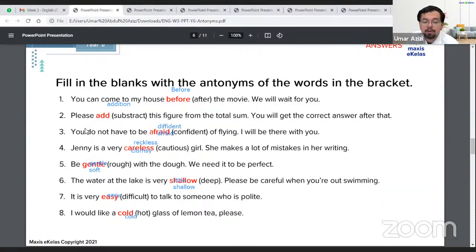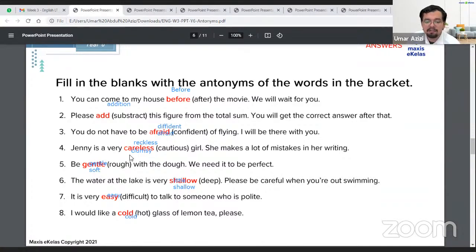Number 3, you do not have to be afraid of flying. I will be there for you. Diffident was a good word, but we are looking for an appropriate sentence for the word. Diffident feels like a bit of a complex sentence. However, it is not incorrect. However, I think afraid will be a much more appropriate answer for the sentence.